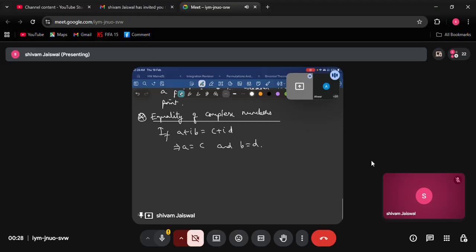Okay, let us do two more problems. Find the summation of r equal to 1 to 2026 of i to the power r. Solve.